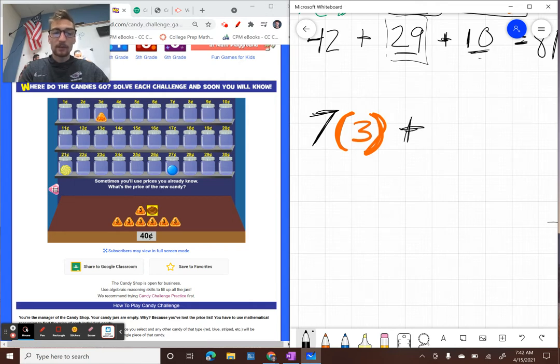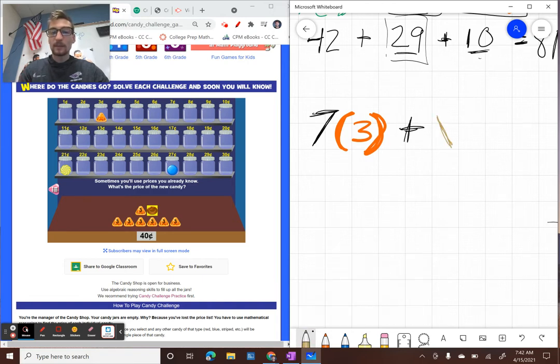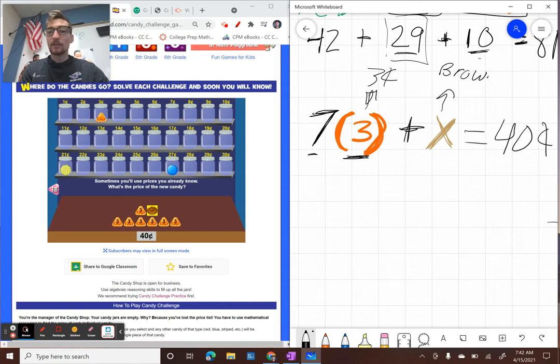plus a number, and the number that we're missing is the cost of that brown candy. So I'm going to do this in brown here. And remember, we use X for a missing number, equals 40 cents total. All right, so one more time, I have 7 pieces of the orange candy. The orange candy is each worth 3 cents. And now I need to add that to the cost of the brown candy, which we don't know yet. And it equals 40 cents in total.